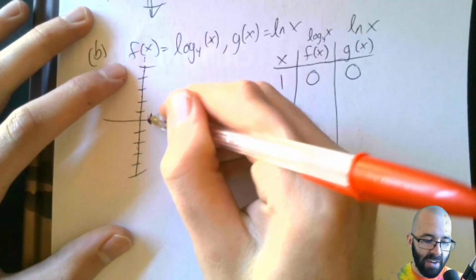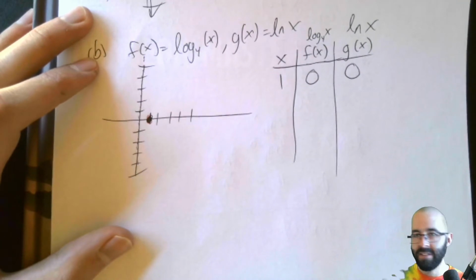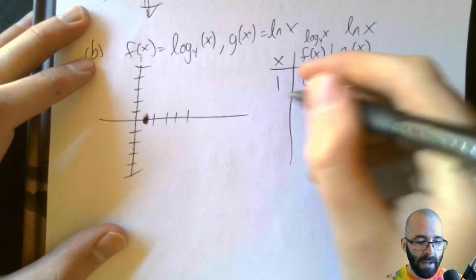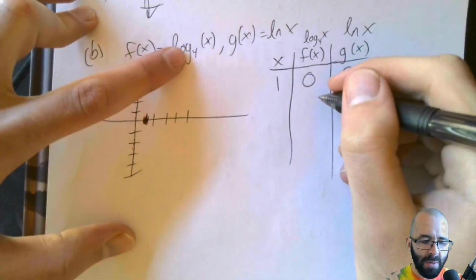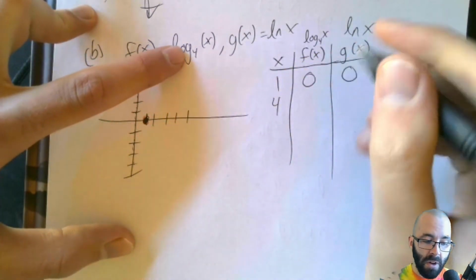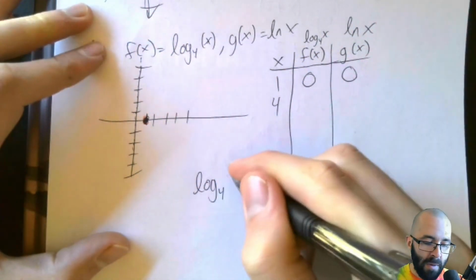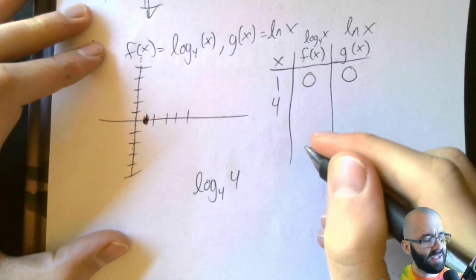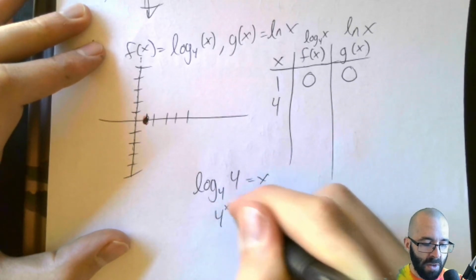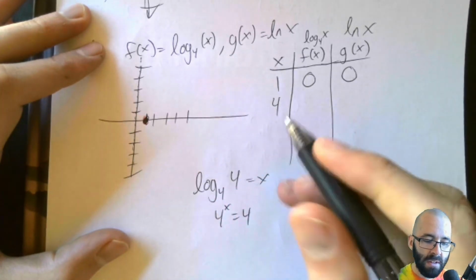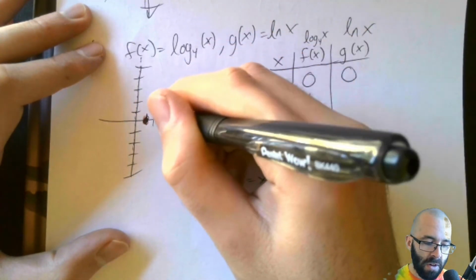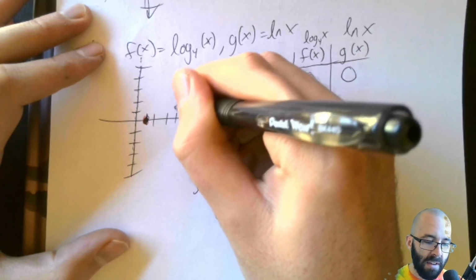We got the black graph going through here. The red graph goes through here. Can't see the red through the black, but it's all good. And we can plug in some more numbers. You can plug in 2 and get an approximation, but log base 4 of 2 is not easy to find. Log base 4 of 4, though, is not too bad. Remember back to the previous section, 4 raised to what power is equal to 4? The answer is 1. We have the point 4, comma 1 on the graph.